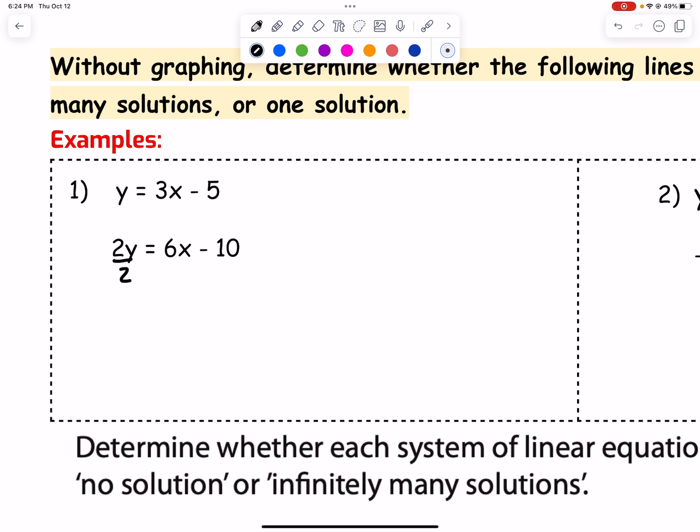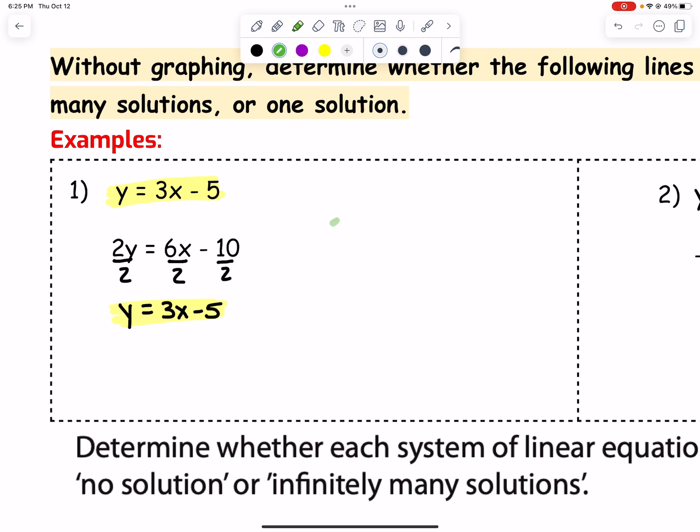So I need to solve for y by dividing by 2 so that I can move that 2 over. It's multiplying the y, so I need to do the inverse operation and divide by 2. And I get y equals 3x minus 5. So what we notice here is our first equation was y equals 3x minus 5. And now the second one actually is the same. They didn't look the same in the beginning, but now they do.